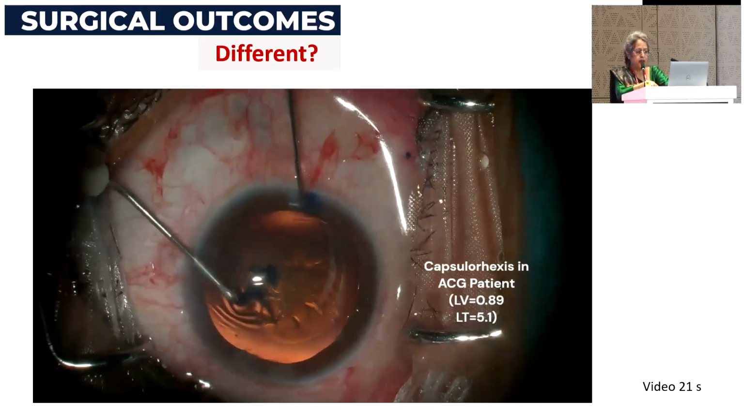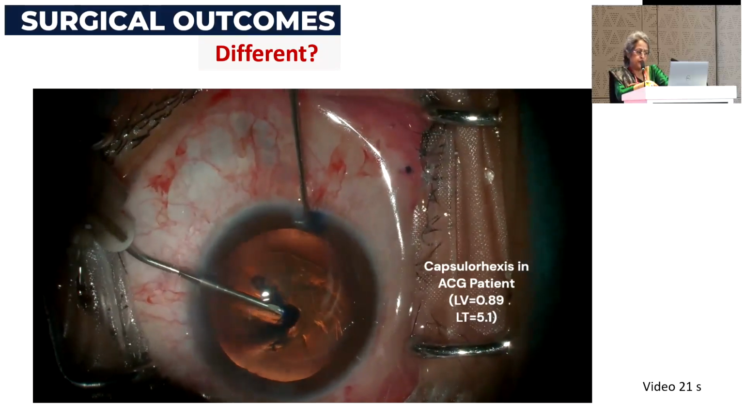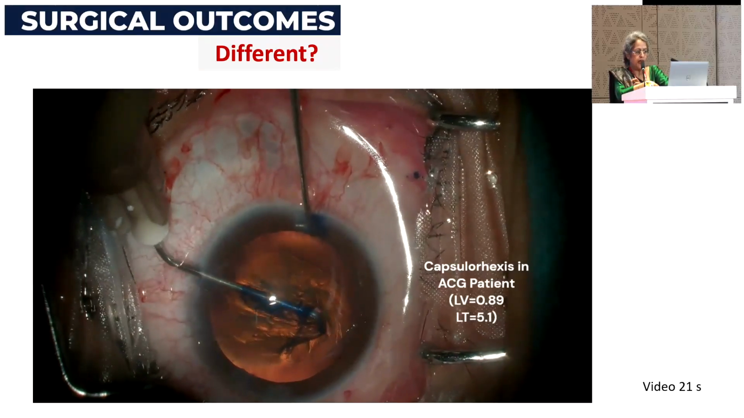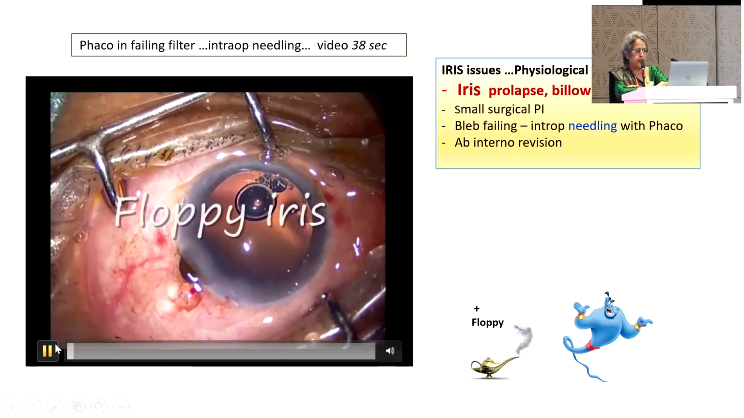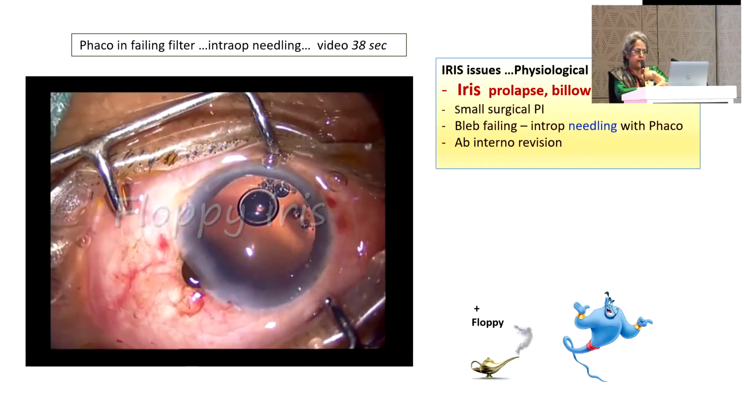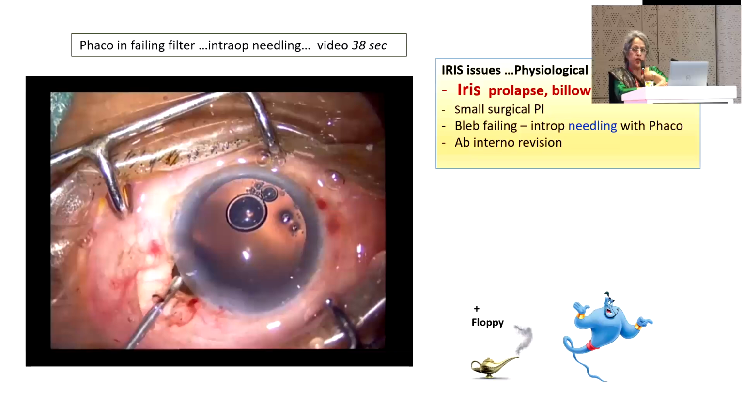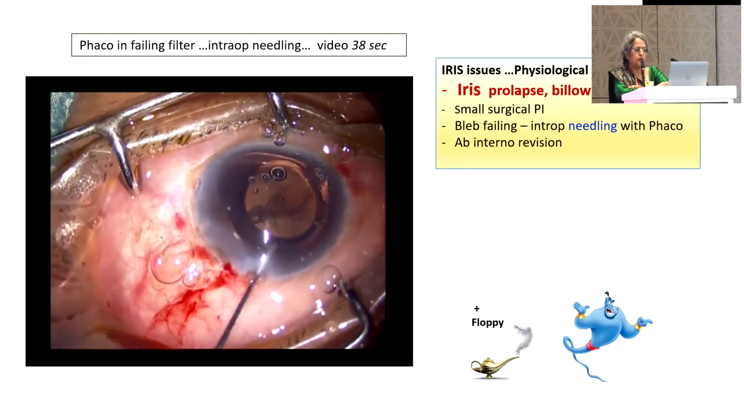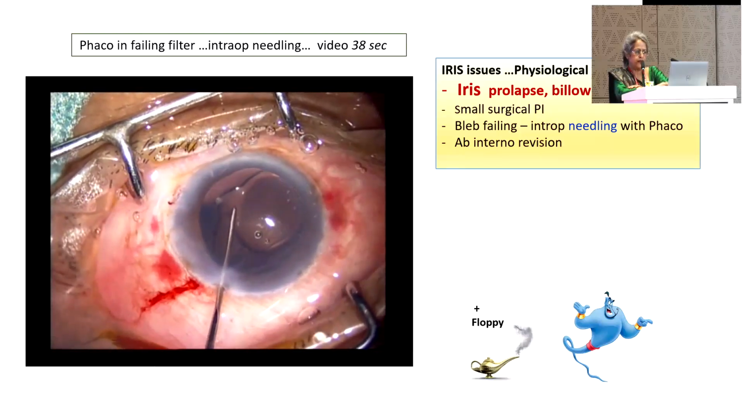And this is a very high lens vault, almost 0.9. Till now we've done up to 1.5. And you can see it is, and this we don't have heel on, so this is more difficult. Other thing we found is that the iris behaves differently. There's a floppy iris like thing which is seen in tamsulosin, and it keeps coming out during surgery. So sometimes you have to do a small surgical PI to prevent this constant billowing of the iris.